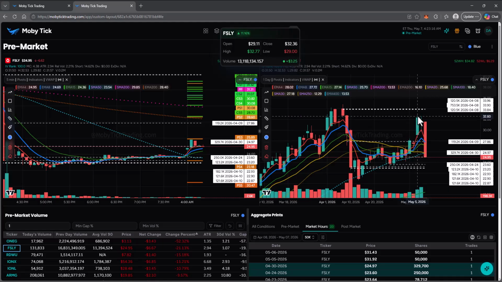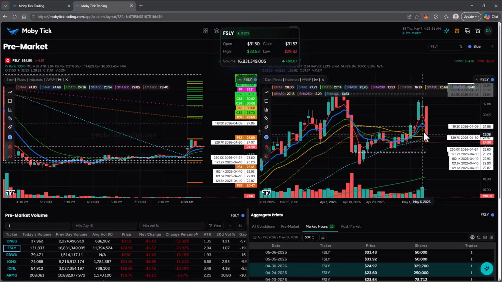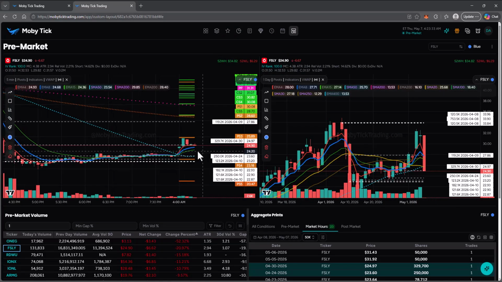Then we moved up, didn't tag these prints, and then all of a sudden we're back down testing this print. So we could actually come back to these prints down here. This will definitely be support, I would think, for a little bit. And if we break below that, then yeah, sure, we can move down some more. So let's go ahead and map this out.